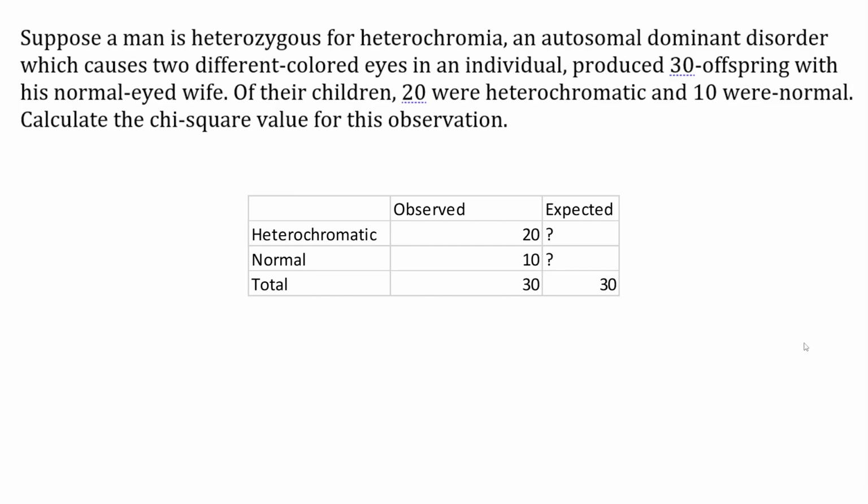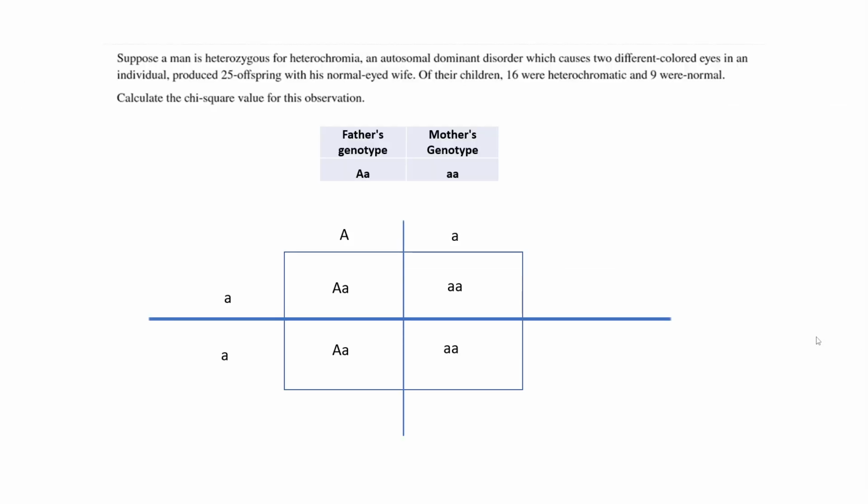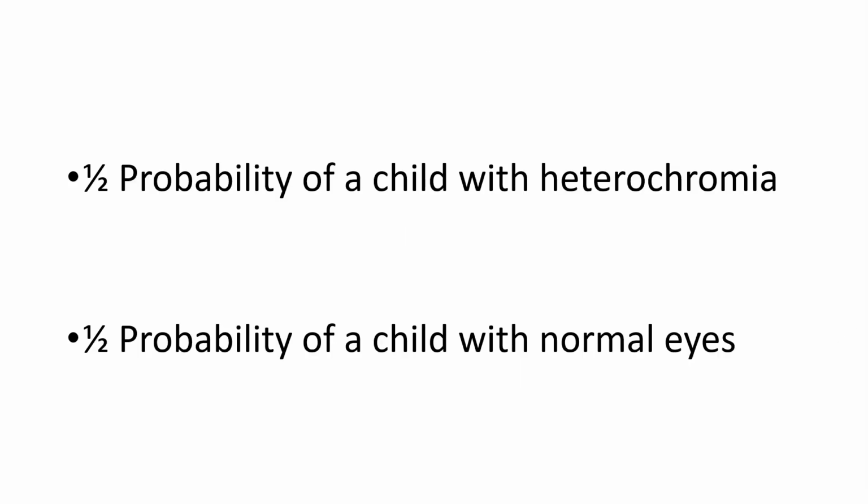We can do this first by determining the parent's genotype. As we can see here, the father is heterozygous, whereas the mother is homozygous recessive. Upon analyzing the Punnett square, we can see that we have a 1/2 probability of having a child with heterochromia and a 1/2 probability of having a child with normal eyes.